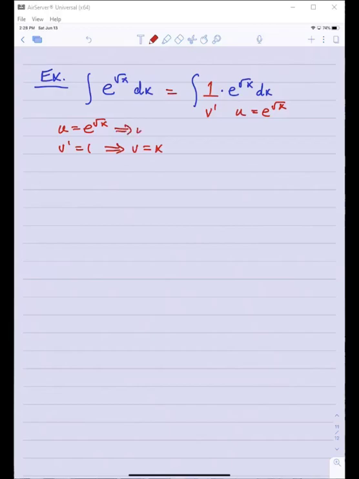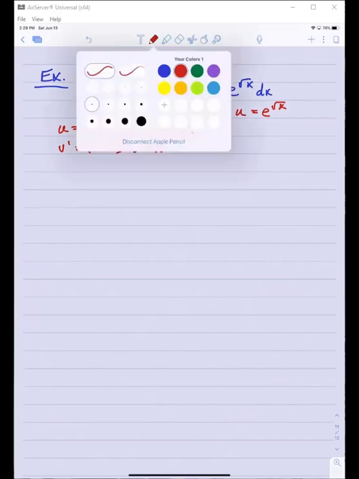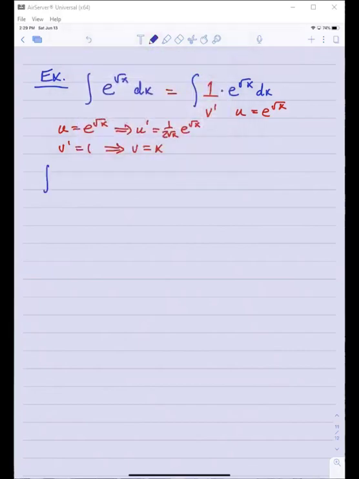U prime is going to be the derivative of e to the square root of x, which would be e to the square root of x times the derivative of square root of x, which is 1 over 2 square root of x. Applying my integration by parts formula, I would get that the integral of e to the square root of x is equal to uv, which would be x e to the square root of x, minus the integral of v times u prime.